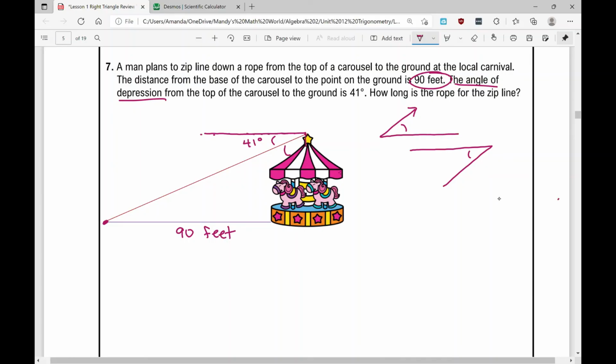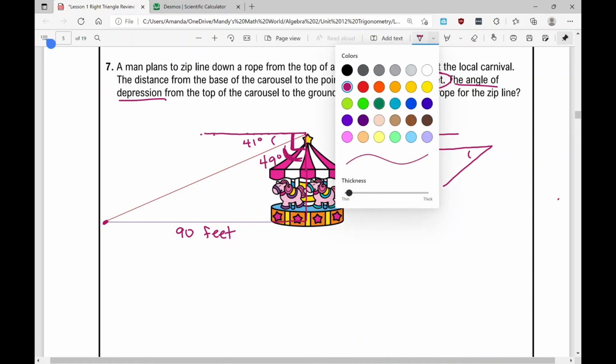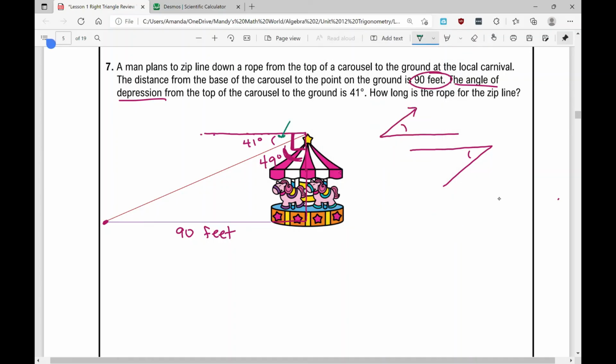If this whole thing were 90 degrees, this angle right here would be 90 minus 41, which is 49. So this has a 49-degree angle. You have to be really careful about that. This right here, and I'm going to write it in a different color, is your angle of depression. So I'm going to write that down.